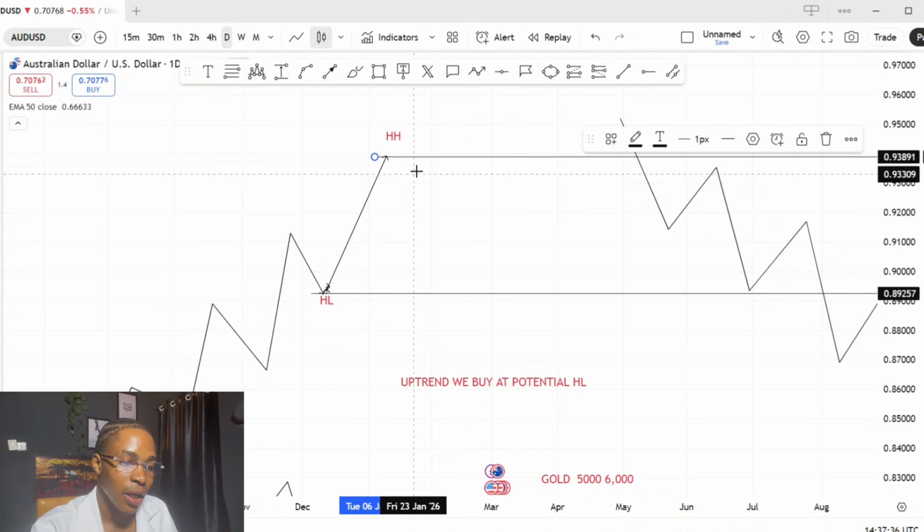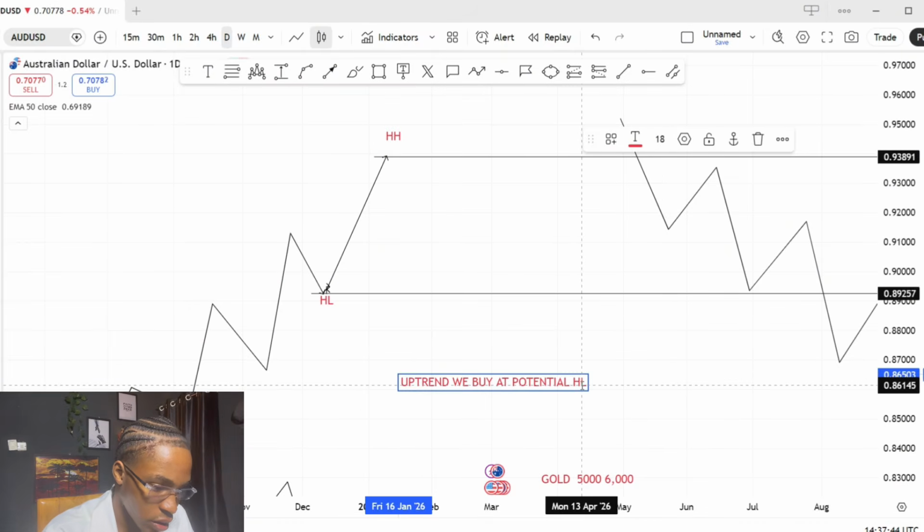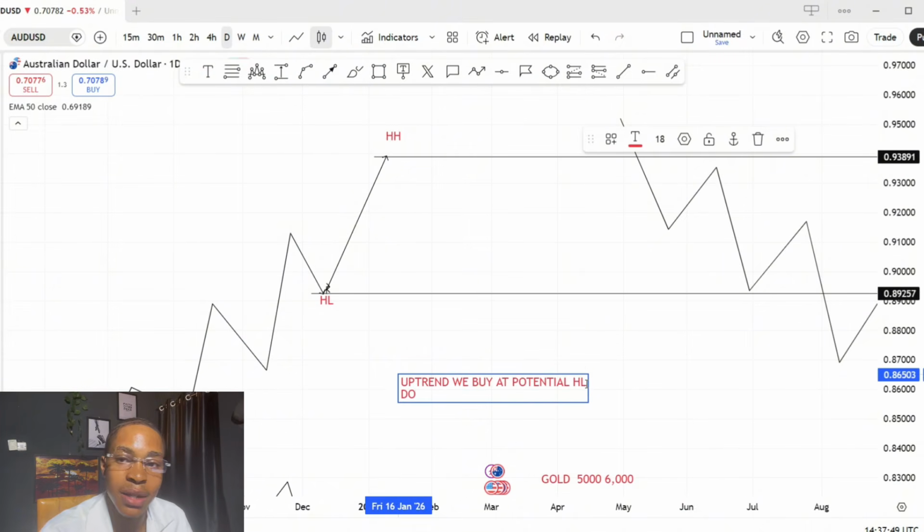So now, in an uptrend, don't forget, we buy at a potential higher low, and in a downtrend, we sell at lower highs. An easy way for you guys to remember this is HL, LH. All of them have H. Whenever you see these, you know that you're selling in an LH, and you're buying in an HL.